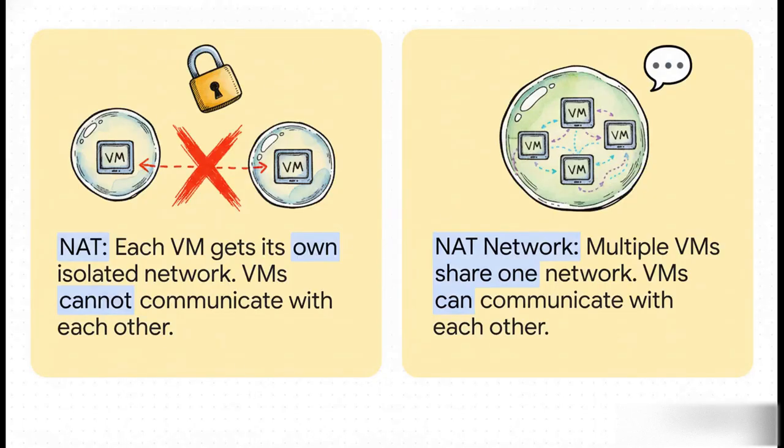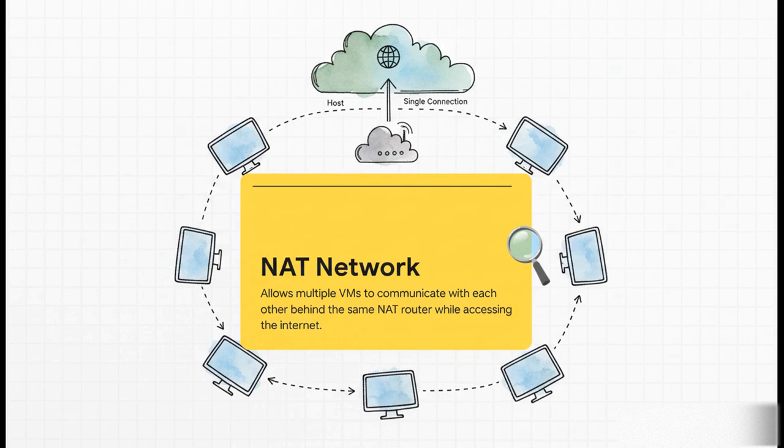But standard NAT has a limitation. If you spin up two VMs in NAT mode, they can't see each other at all. Each one is living in its own little isolated bubble. So, what if you need them to work together? Well, for that, you've got to graduate from regular NAT to something called a NAT network. The best way to think about NAT network is that you're creating a little private Wi-Fi network just for your VMs. They can all talk to each other, they can pass files back and forth, but they all share one single, secure pipeline to the internet through your main computer. It's absolutely perfect for building a complex lab with multiple machines.